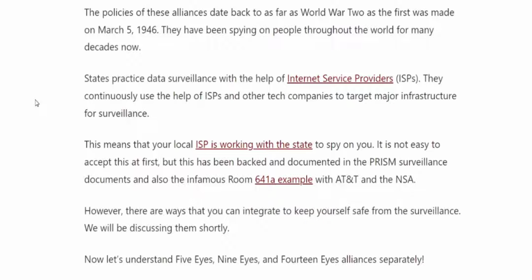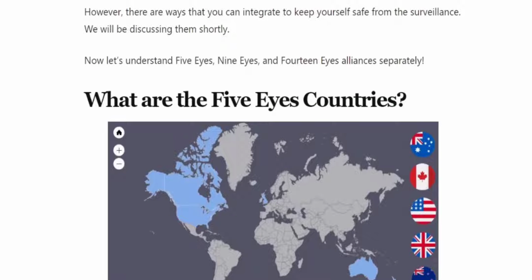It's not easy to accept this at first, but this has been backed and documented in the PRISM surveillance documents. It's also the infamous Room 641A example with AT&T and the NSA. However, there are ways you can integrate to keep yourself safe from surveillance. We will discuss them shortly.